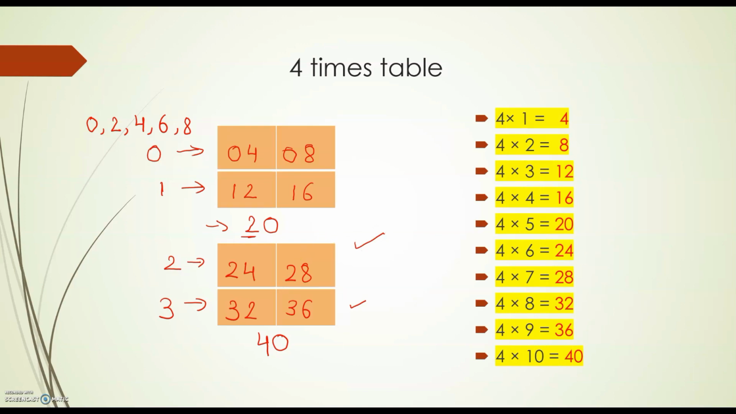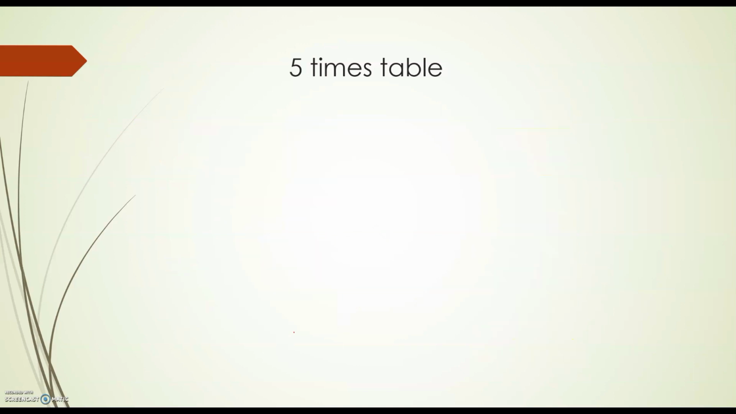Now let's move to the 5 times table. The 5 times table is very simple. Simply we will follow the 5 and 0 pattern. We will write this pattern 5 times. So 5, 0, 5, 0, 5, 0, 5, 0, 5, 0.